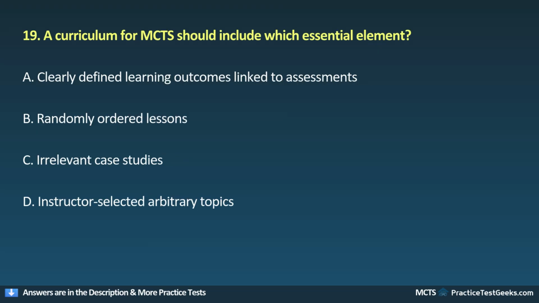A curriculum for MCTS should include which essential element? A. Clearly defined learning outcomes linked to assessments. B. Randomly ordered lessons. C. Irrelevant case studies. D. Instructor-selected arbitrary topics.